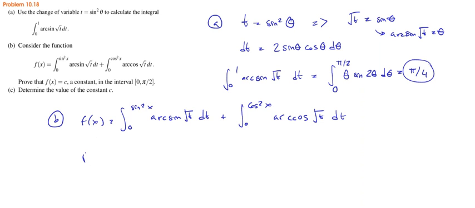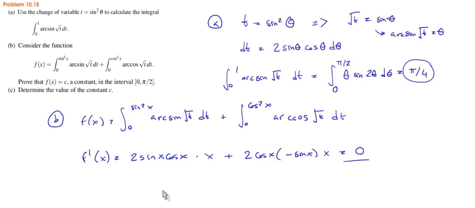Okay, so in order to prove that this is a constant, we have to prove that the derivative is 0. Now the derivative of this is 2 times sine of x cosine of x times the arc sine evaluated at the sine squared, so this is just x, and then we have plus 2 times the cosine of x times minus the sine of x, times the arc cosine evaluated at cosine squared, this is x. Okay, so this derivative is 0. So in this interval, it's going to be a constant.